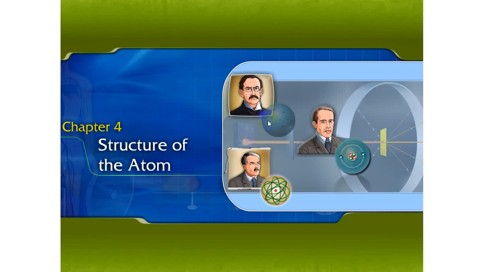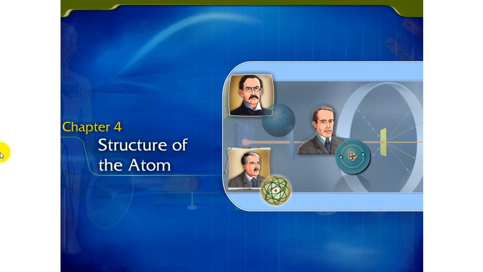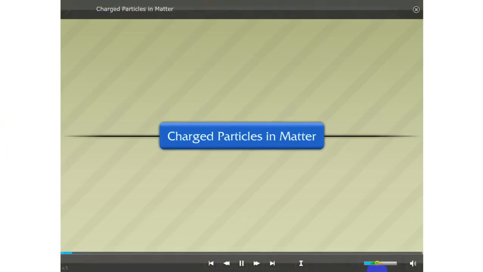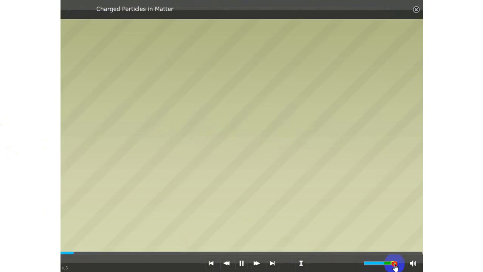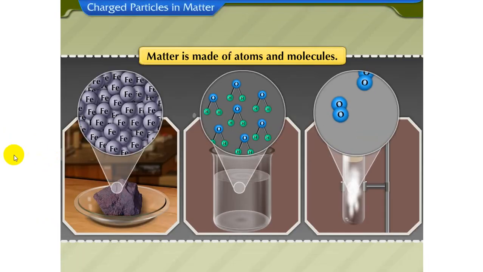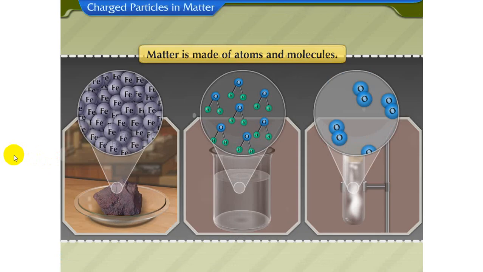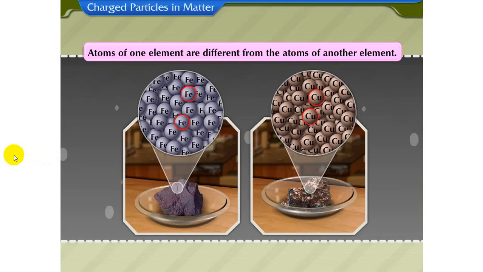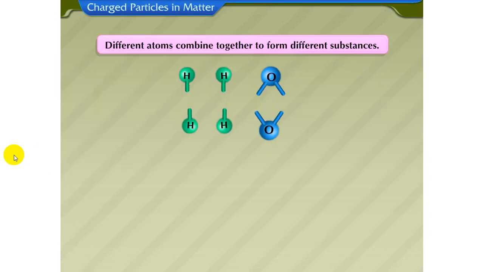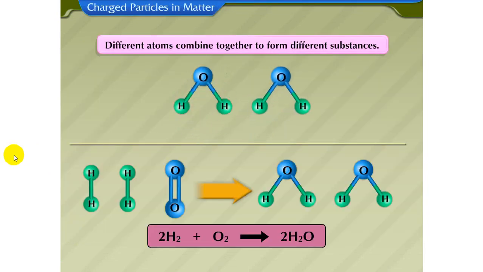Structure of the atom. Charged particles in matter. Matter is made of atoms and molecules. Atoms of one element are different from the atoms of another element. Different atoms combine together to form different substances.